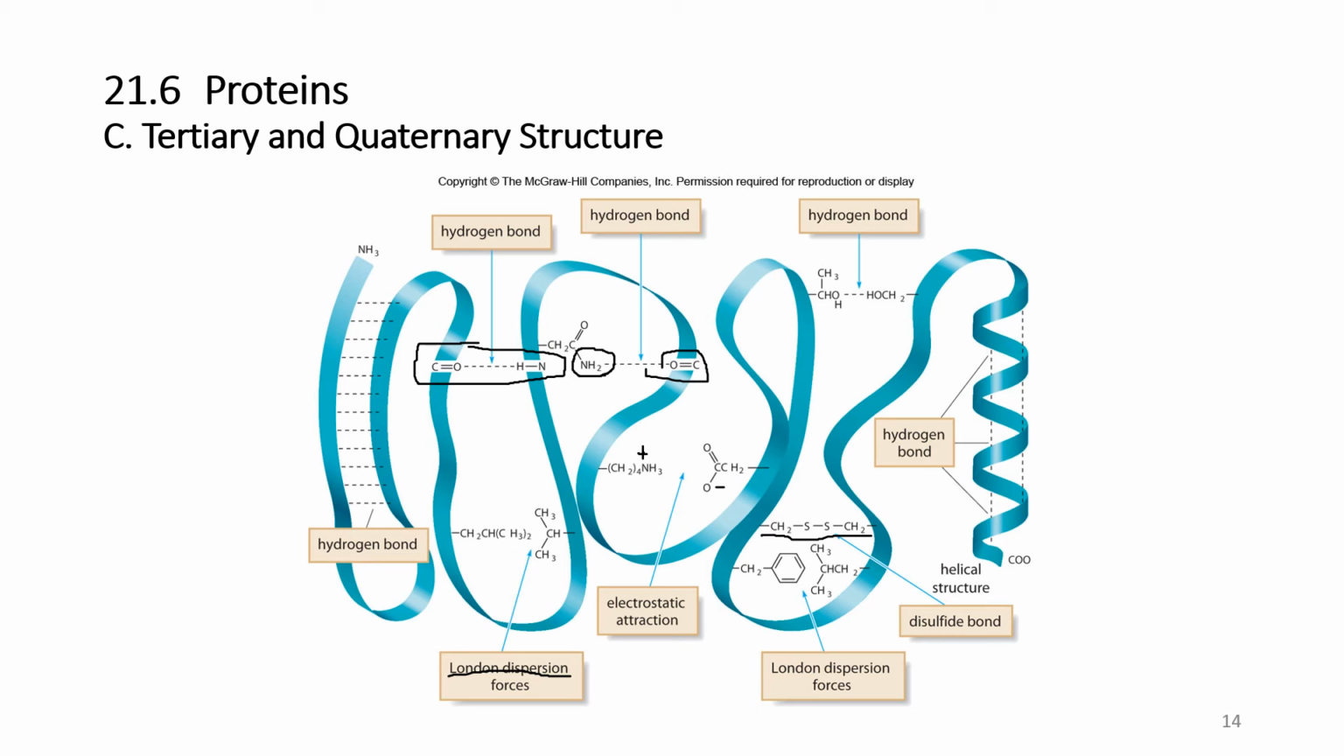And here we have the interaction between hydrogen bonds forming between these hydrogens that are bonded to oxygens. And here we have an alpha helix. So this is what some of those interactions might look like.